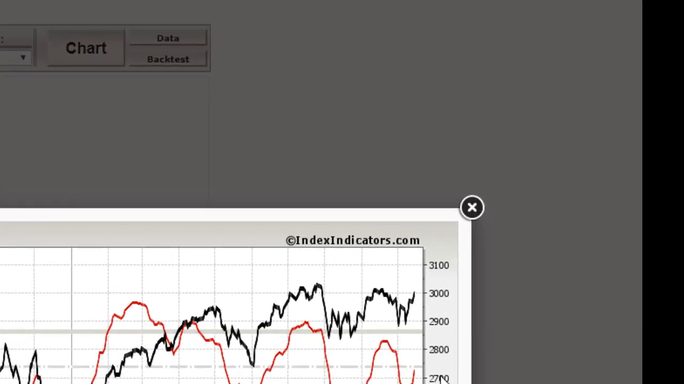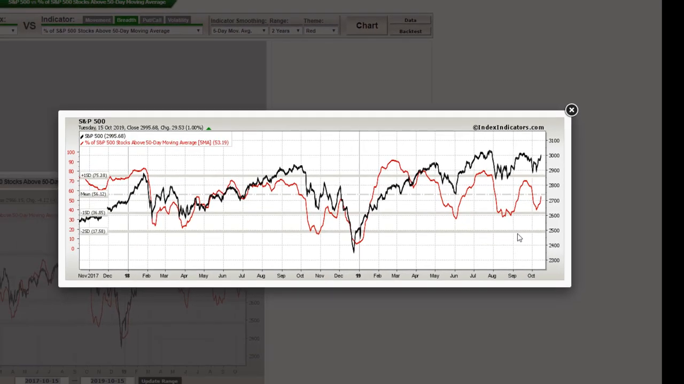This chart is from a great free website, Index Indicators. You can see up here it has a number of different studies. This is one I follow pretty closely. The black line is the S&P 500. The red line is a 5-day moving average of the percentage of stocks above or below their 50-day moving average.